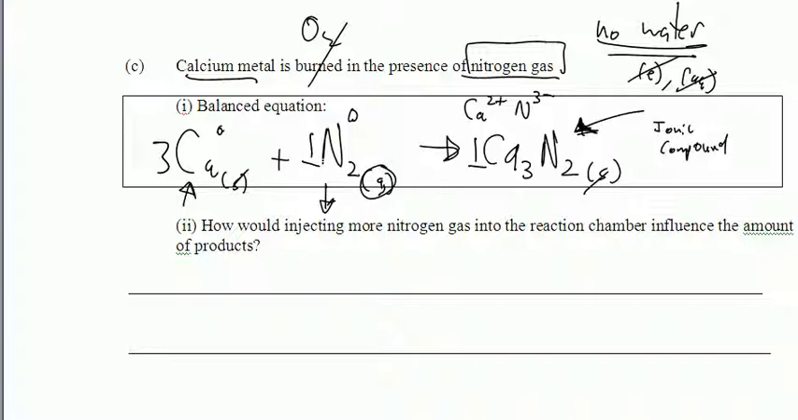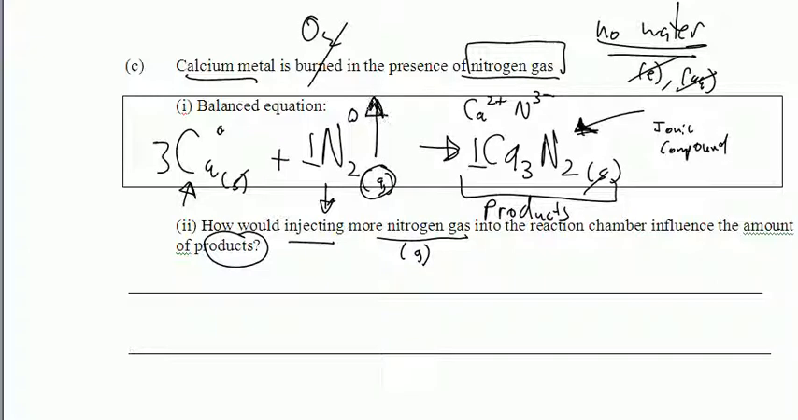So let's see what they're asking. How would injecting more nitrogen gas into the reaction chamber influence the amount of products? Okay. These are products. Does nitrogen count? Yes, it does count because it's a gas. Injecting more nitrogen in would increase the amount of nitrogen. It's going to have to shift away from nitrogen to the right. So this reaction would shift to the right.